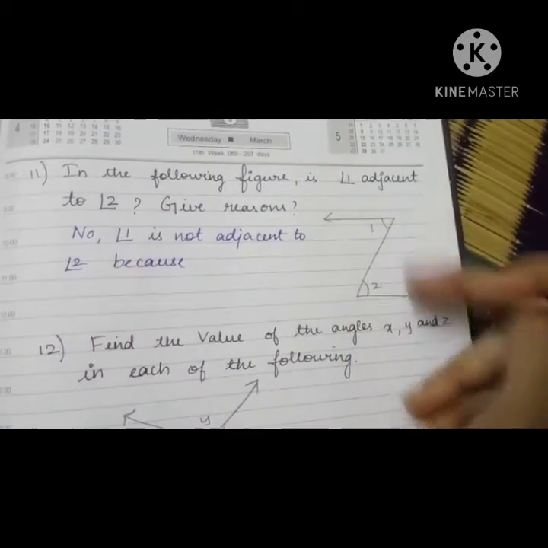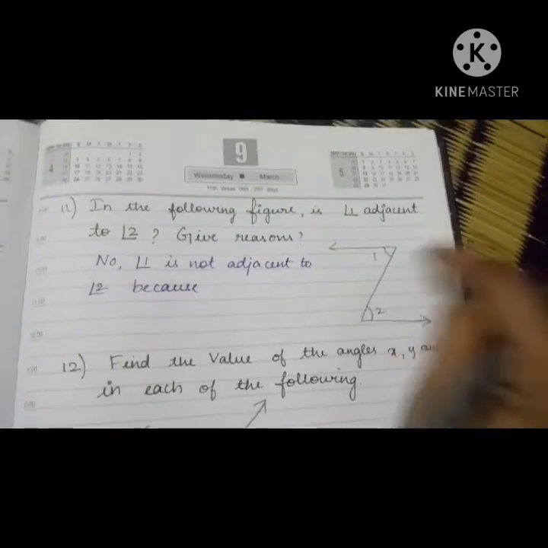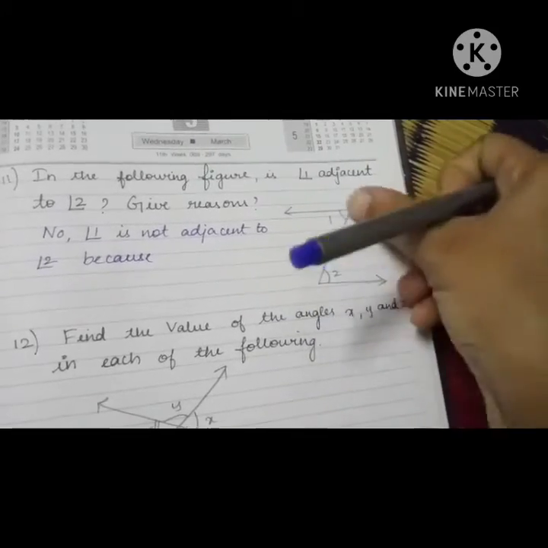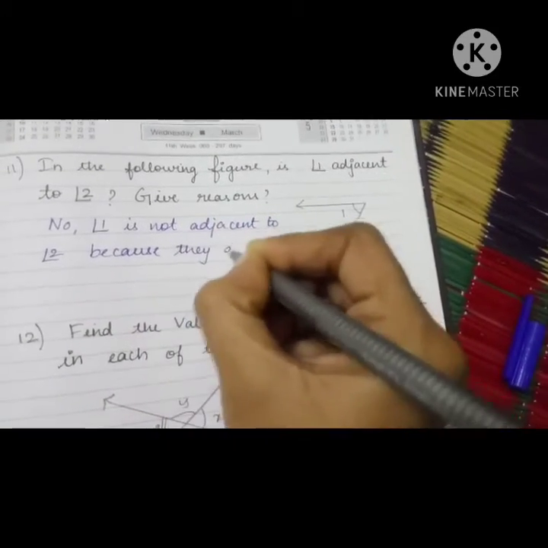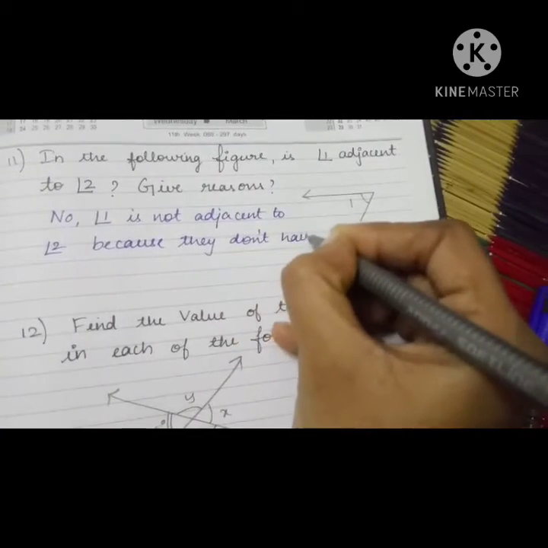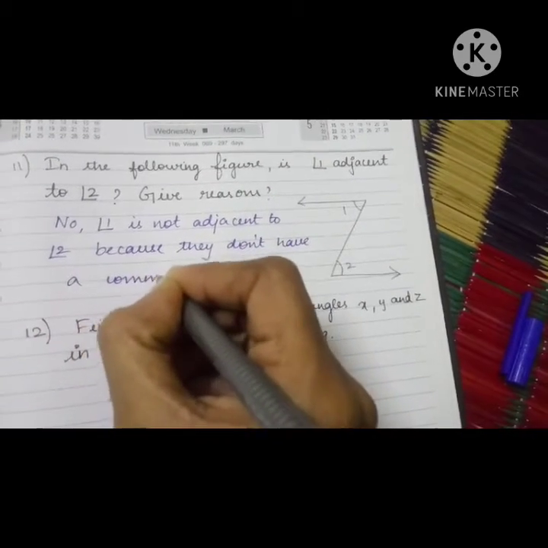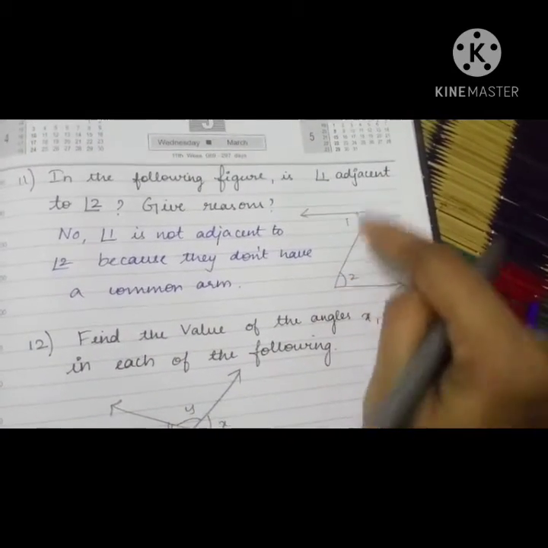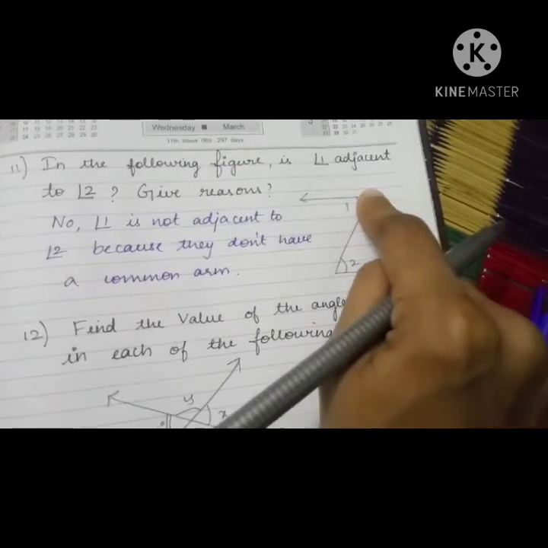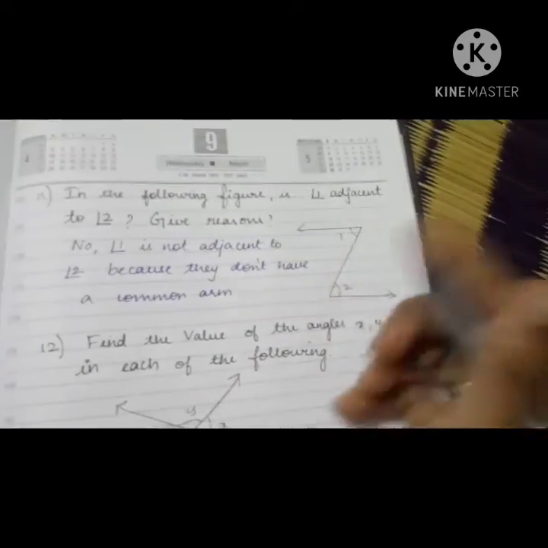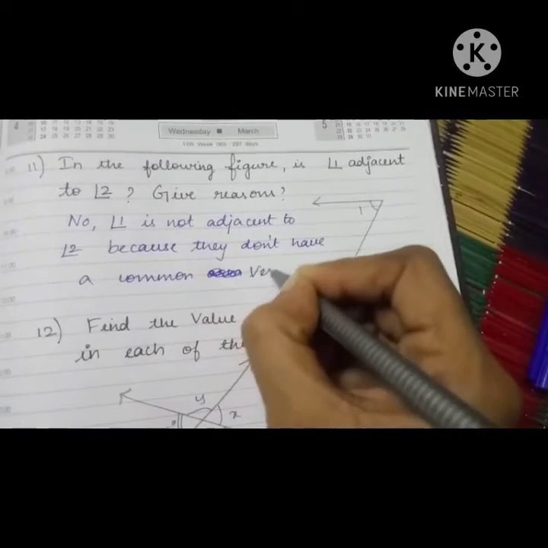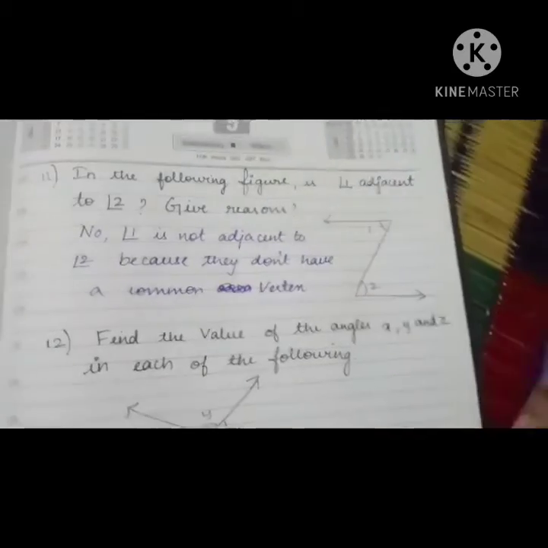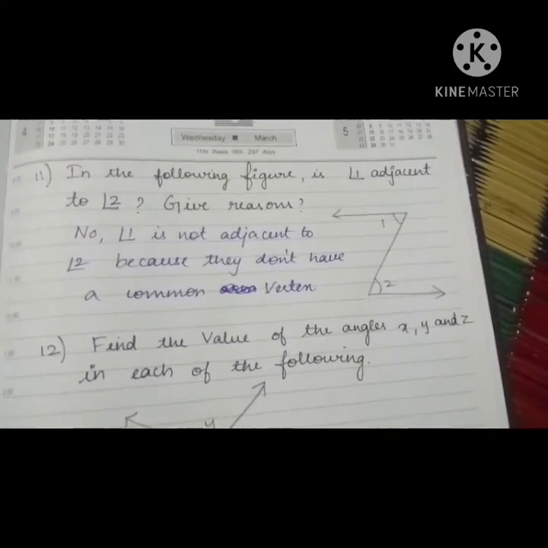If it is adjacent, I told you they should have a common vertex, common arm. Okay, but there is no common vertex. Angle 1 and angle 2 are not adjacent because they don't have a common vertex, not common arm, children. They have a common arm. This is your common arm, but they don't have a common vertex. That is what is given here.